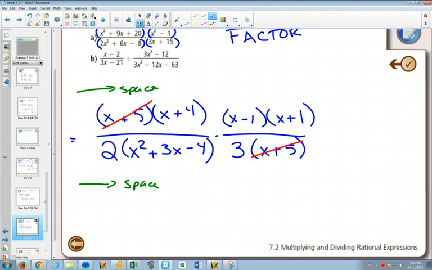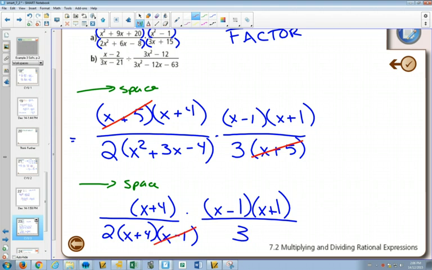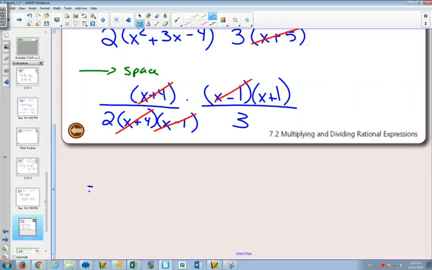So I leave a little bit of space, and now I'm going to rewrite what I have. I have x plus 4 over 2, and now I'm going to factor the bottom here. It's going to be x and x has to be plus 4 and minus 1. I rewrote everything except for those x plus 5's that I already simplified. Now that I factored the bottom again, is there other things that simplify? The x minus 1's will go away. The x plus 4's will go away. Again, I would leave a little bit of space and write my final answer. On the bottom, I'm left with 2 times 3, which is 6. On the top, I'm left with x plus 1.